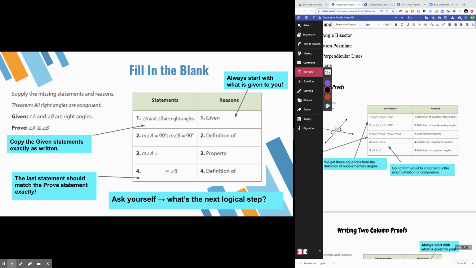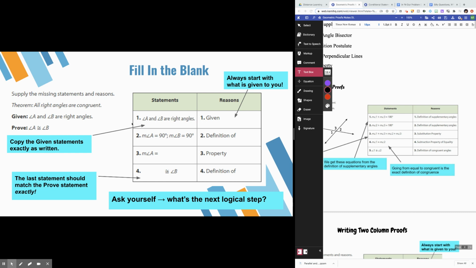Okay, so our given statement here is that angle A and angle B are right angles. So we're trying to prove that those two angles are congruent. That's the end goal, right? So here's our starting position, and this is our ending position. Okay, so as always, start with given. Always start with exactly what's given to you, and you can copy the given statement exactly as it's written. I made no changes here.